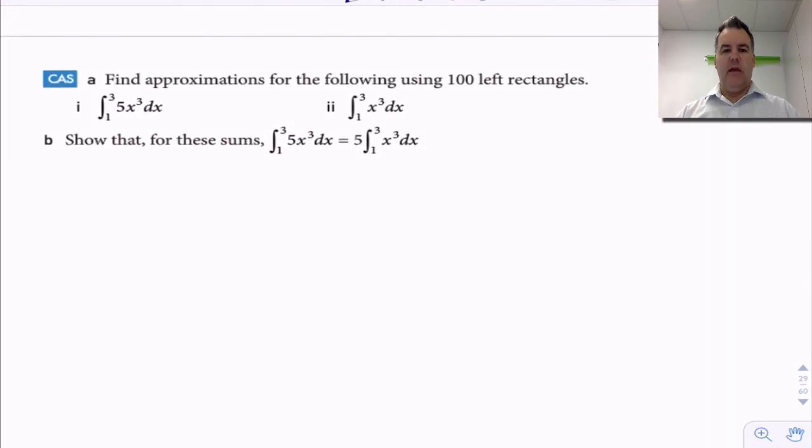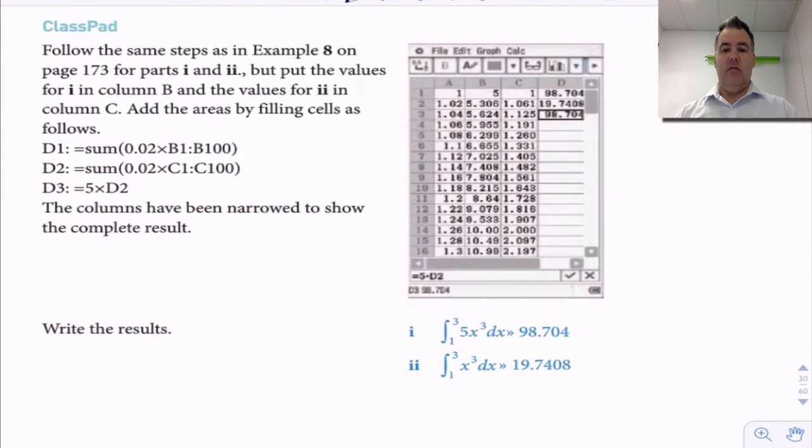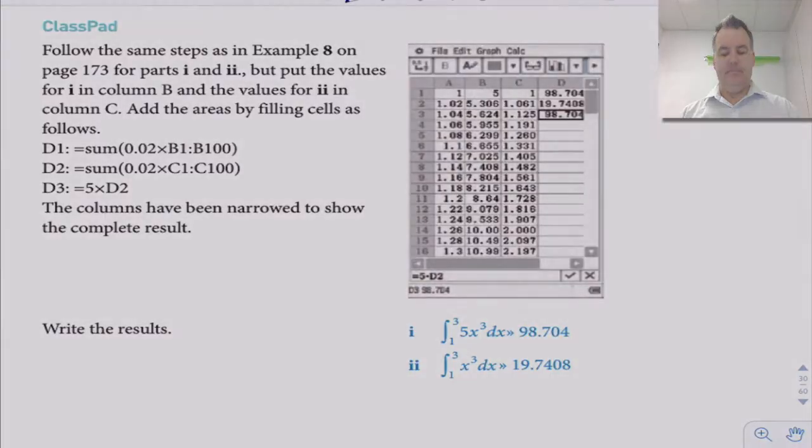So we can do this on our CAS calculators as well. If we want to do 100 rectangles, we could get our calculators to do the work. All right? And so this little example shows how on a CAS you could work out the area underneath the curve, in this case from 3 to 1 of 5x cubed, just by using the sum formulas and adding up all the areas of those rectangles.